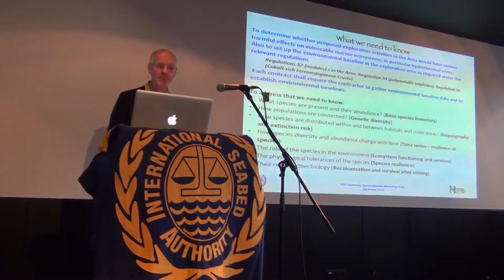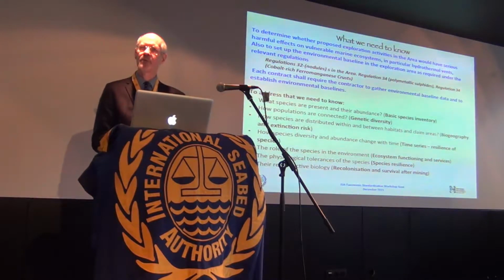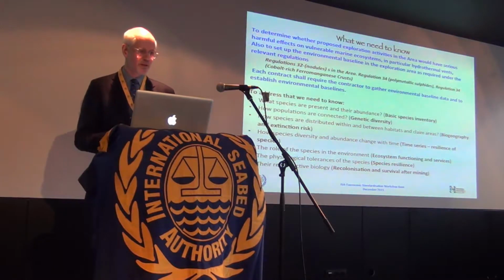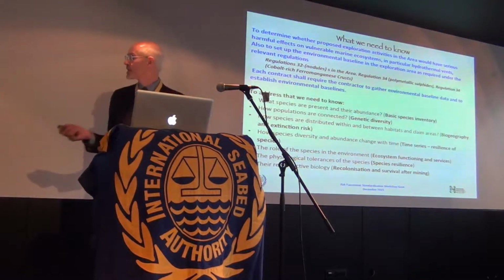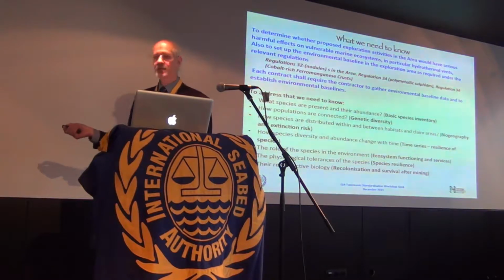We need to know quite a lot about the deep ocean if we're going to understand and overcome the reservations that many people have about this. Each contract shall require the contractor to gather environmental baseline data to establish environmental baselines. What we need to know are what species are present. We basically need to come up with basic species inventories. This is the taxonomy that we're talking about. We need to understand how species are connected. This is the genetic diversity of the system.